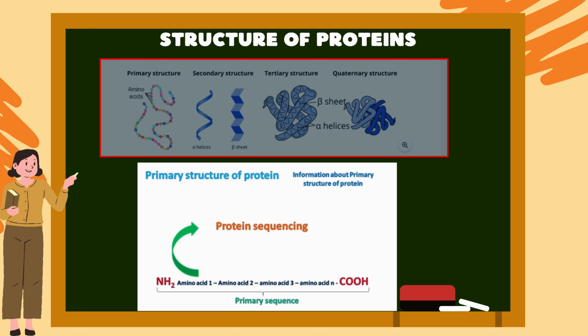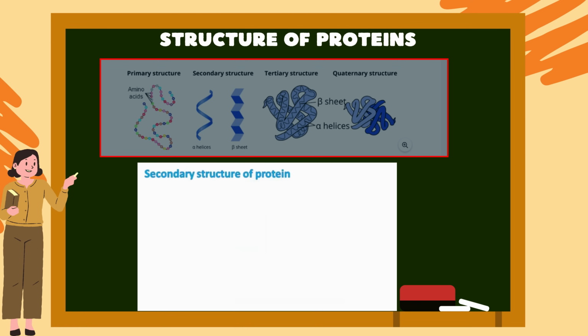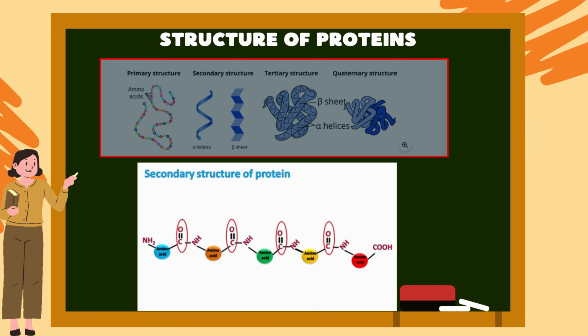Secondary structure of protein. Now, in the primary structure of protein, the amino acids are linked by the peptide bond, and the peptide bond has an oxygen attached with the carbon and a nitrogen attached with the hydrogen. Both oxygen and hydrogen have the ability to form hydrogen bonds, and this results in folding of the peptide chains either in alpha helix or the beta sheet.